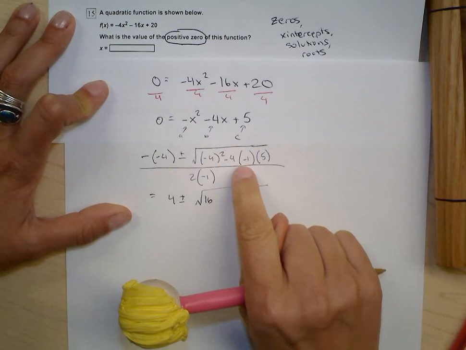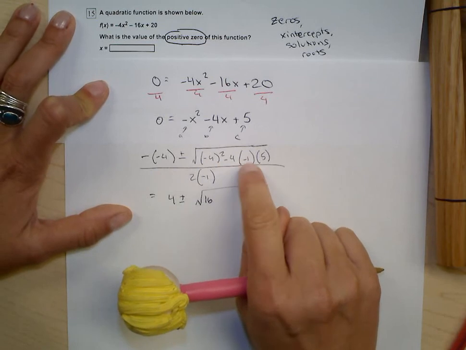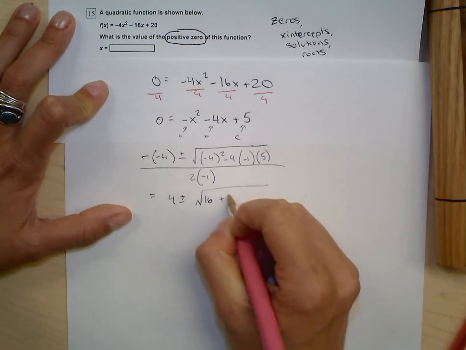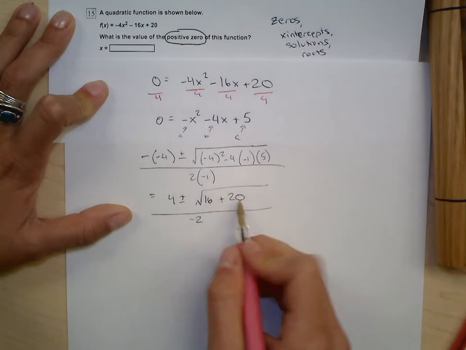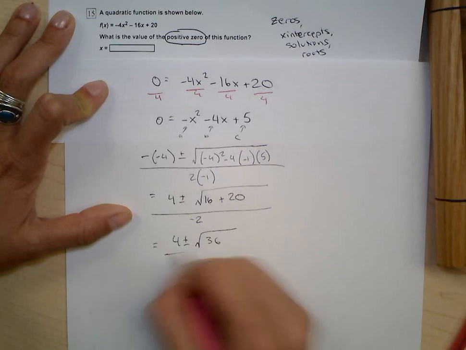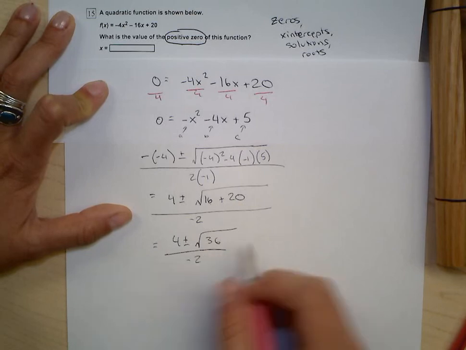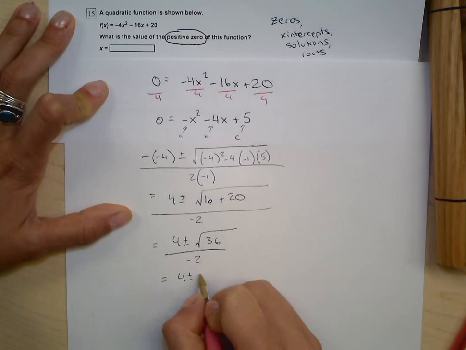Now watch out for your negatives here. I have a negative 4 times a negative 1, so that becomes positive 4 times 5, which is a positive 20, over negative 2. 16 plus 20 gives me square root of 36. I know the square root of 36 is 6. So I have 4 plus or minus 6 over negative 2.